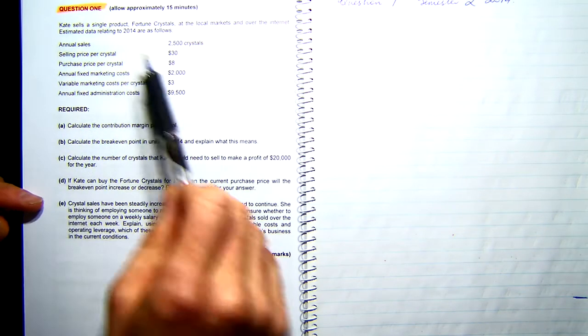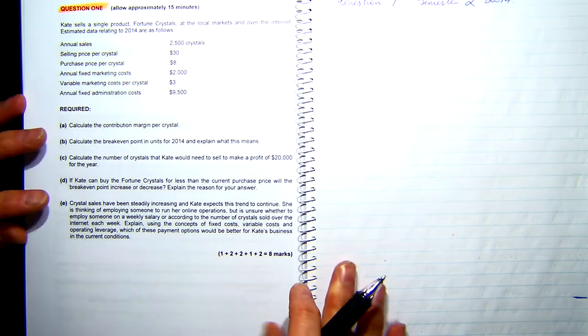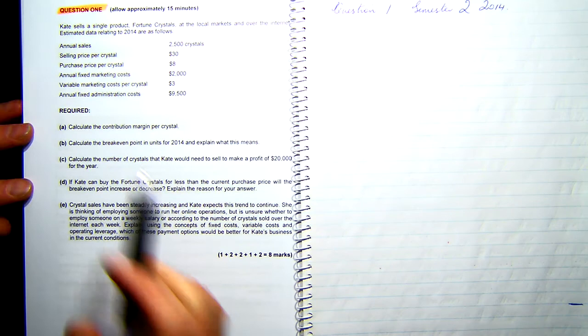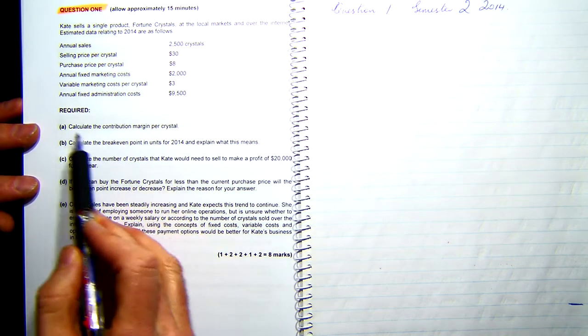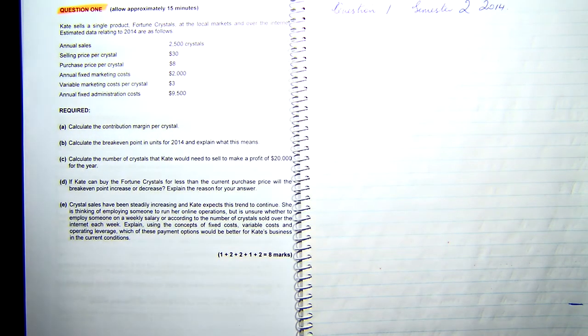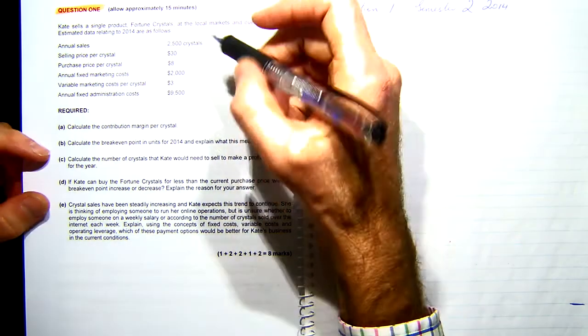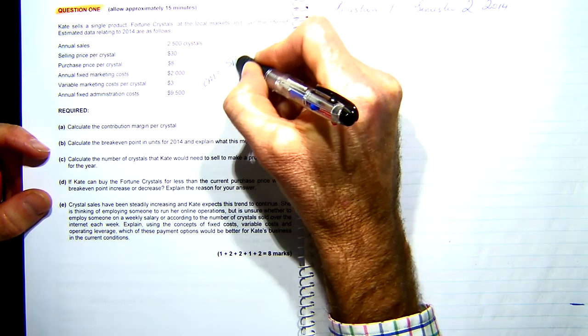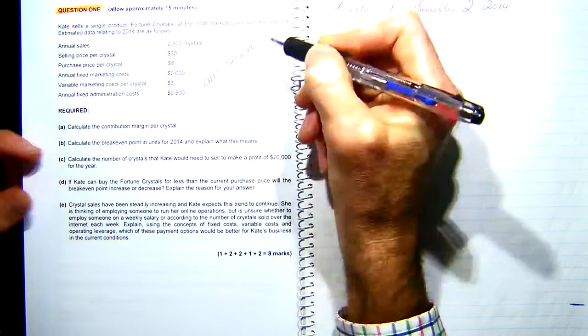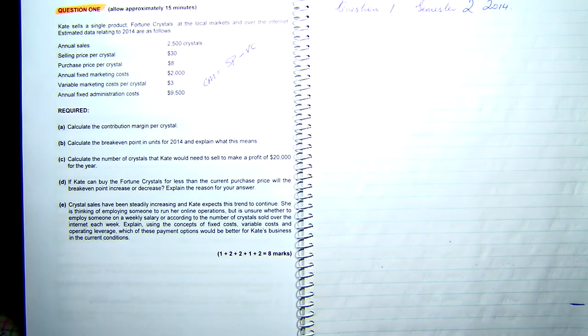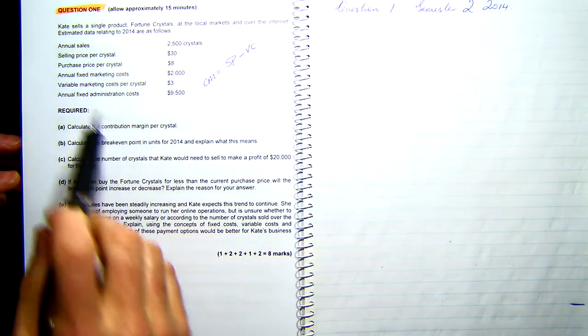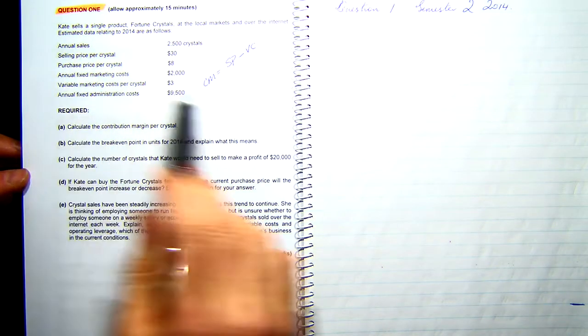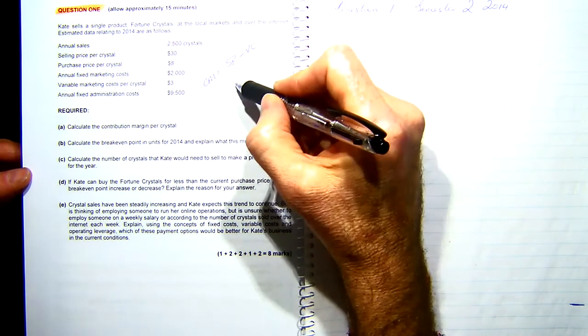I recognise this as a break-even question. So what we do is firstly calculate the contribution margin. My formula: contribution margin equals my selling price minus my variable costs. So we need to work out what's variable costs, what's selling price, and the other thing we need is fixed costs.